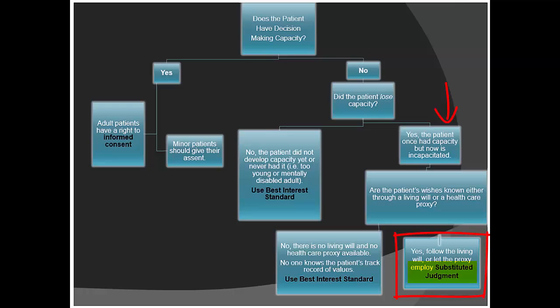And there, the surrogate is supposed to channel the patient's wishes. If there's a track record of values and conversations that the patient had with others that give you clues about what kind of treatment choice they would have wanted under the circumstances, then the surrogate needs to substitute into their own mind the judgment of that patient and speak for that patient, to be that patient's mouthpiece.